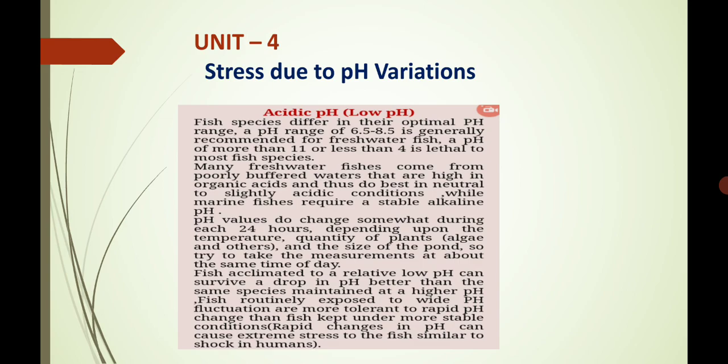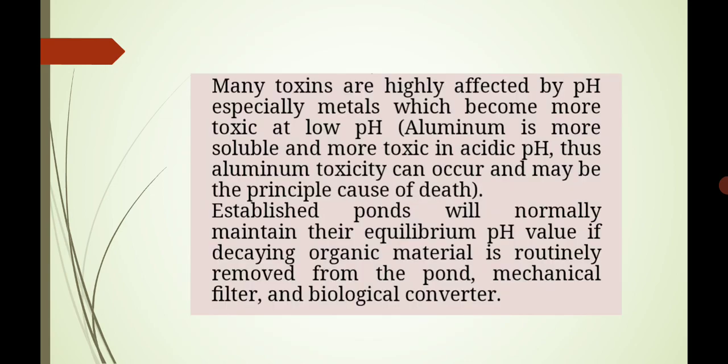Fish acclimatized to a relatively low pH can survive a drop in pH better than the same species maintained at a higher pH. Fish routinely exposed to wide pH fluctuation are more tolerant to rapid pH change than fish kept under more stable conditions. Rapid changes in pH can cause extreme stress to the fish, similar to shock in humans. Many toxins are highly affected by pH, especially metals, which become more toxic at a low pH. Aluminium is more soluble and more toxic in acidic pH. Thus, aluminium toxicity can occur and may be the principal cause of death.